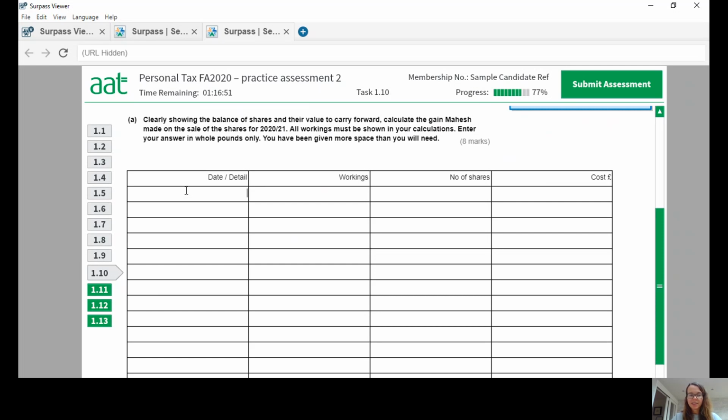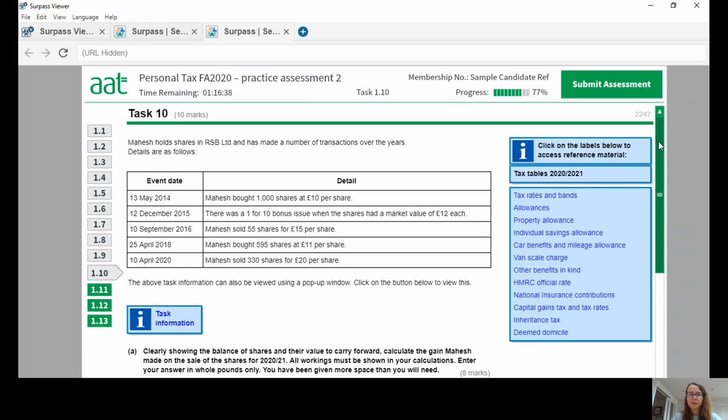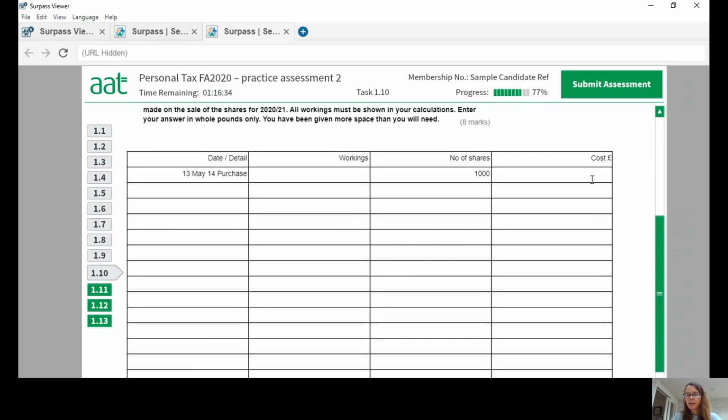Right, so the first item is on the 13th of May 14. We've got a purchase. We have 1,000 shares at £10 each. So that's obviously a cost of £10,000. Usually this first one is left aligned, but never mind.